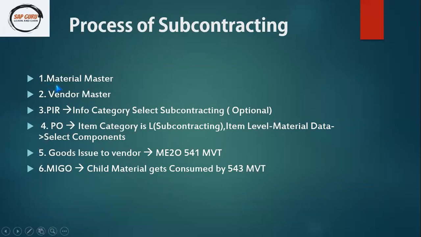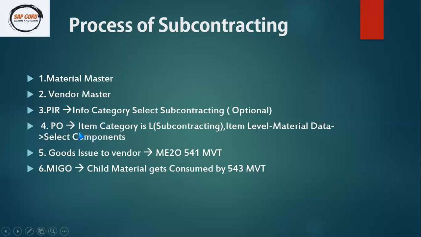In the MRP view, we need to maintain a field, subcontracting item. I will show you which view we have to maintain for a subcontracting item. The vendor master is a normal vendor, so we have the list of vendors who are subcontractors. Then we have to create an info record, a subcontracting info record. It's not mandatory, it's optional. If you want, you can have an info record for subcontracting.